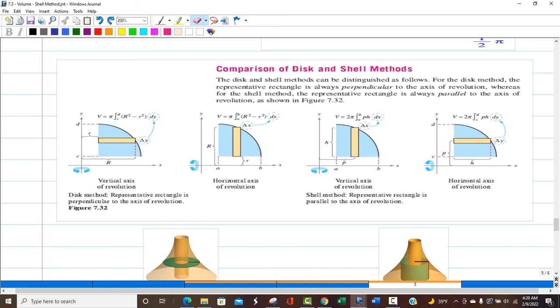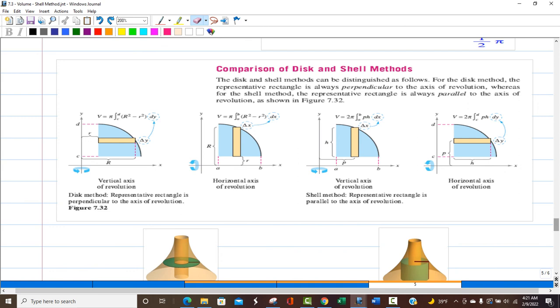You come over here for the shell. If you're going around the y-axis, your rectangle is parallel to it, like this, but it's variable x, because the width of that is going to be delta x. And then here, when you're going around the x-axis, your rectangle is parallel to the x-axis, but the width of it would be dy, so it's variable y here. So it's the opposite variables for the shell method.